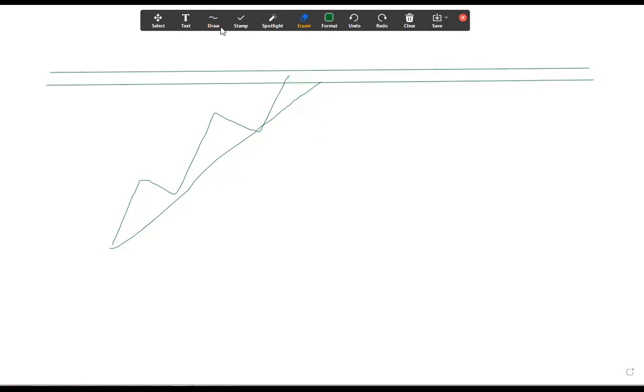Or this might happen. Price comes to the support area, gets a little rejection, then moves down very strongly, gets rejection here, makes some double top pattern, then moves down very low. So these are the things that you need to observe.